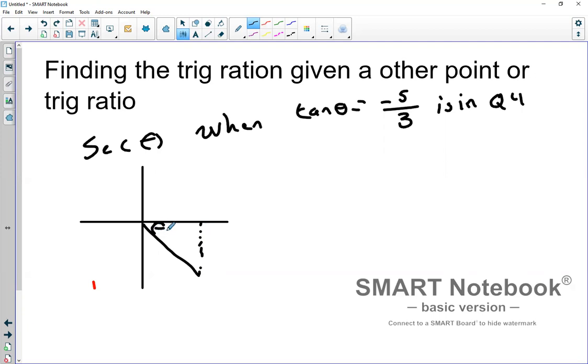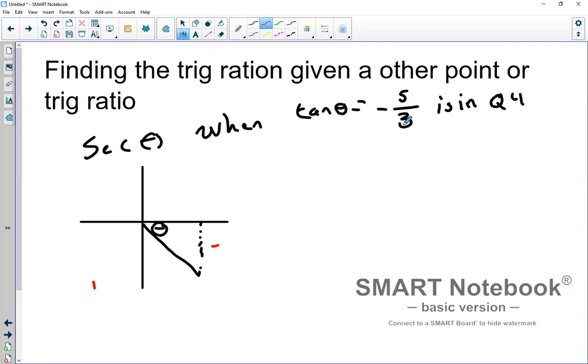I have some theta. I don't know what it is, and honestly, in this question, I'll never know what it is. But I have tangent is -5/3. Another way you could think about it, because some people get confused like that, put negative in front maybe. So it's -5/3. So with that in mind, you're going downwards here, right? If you're going downwards, that means the y value must be negative.